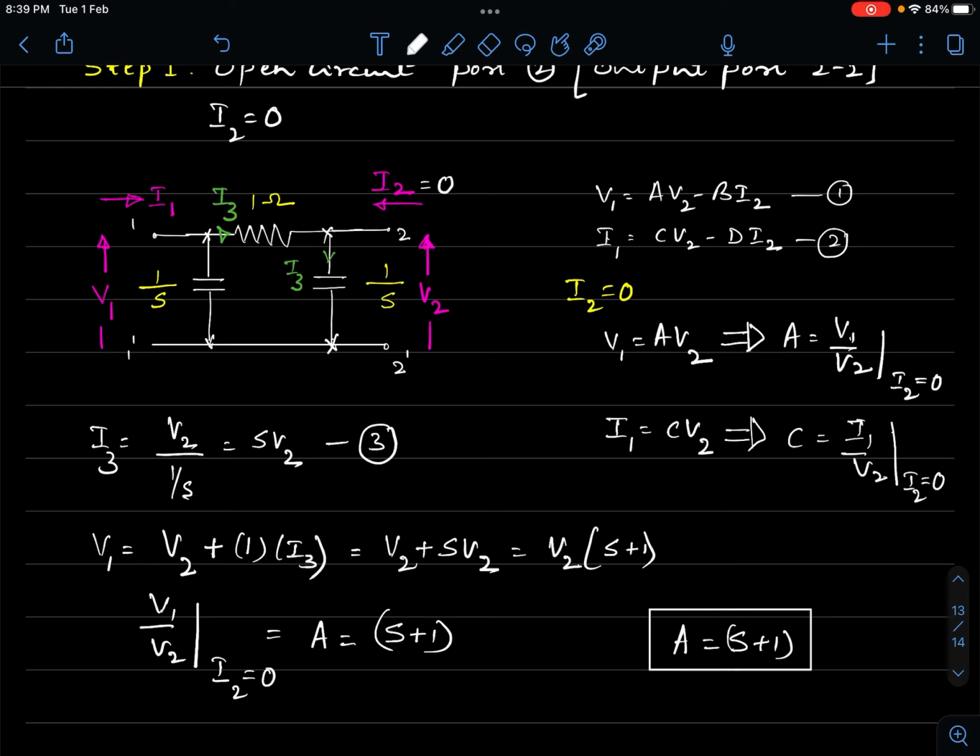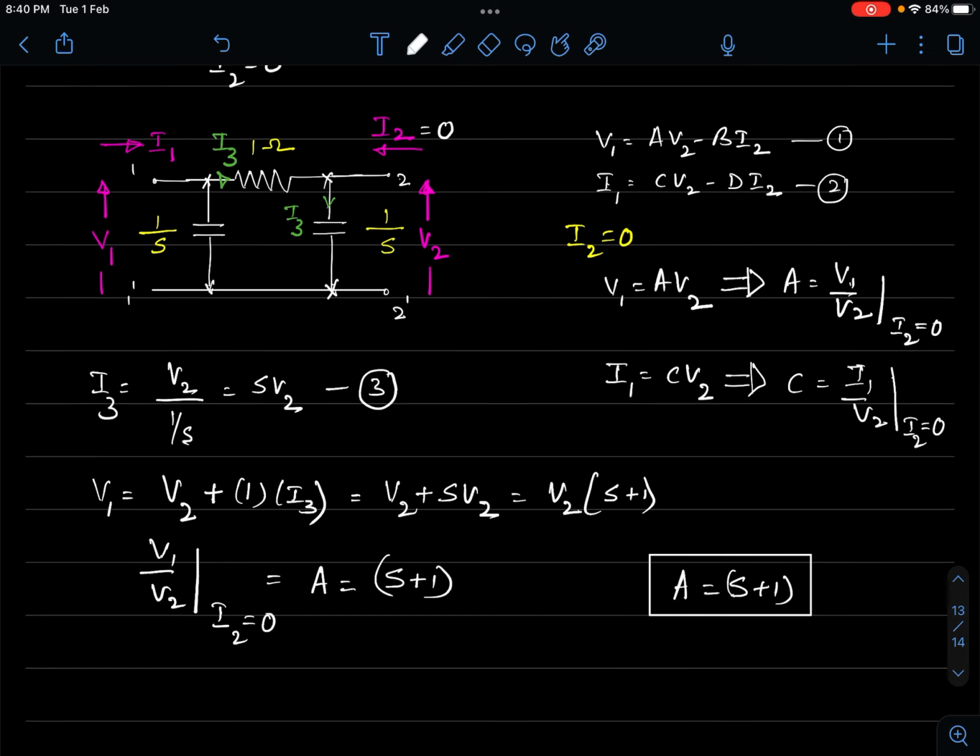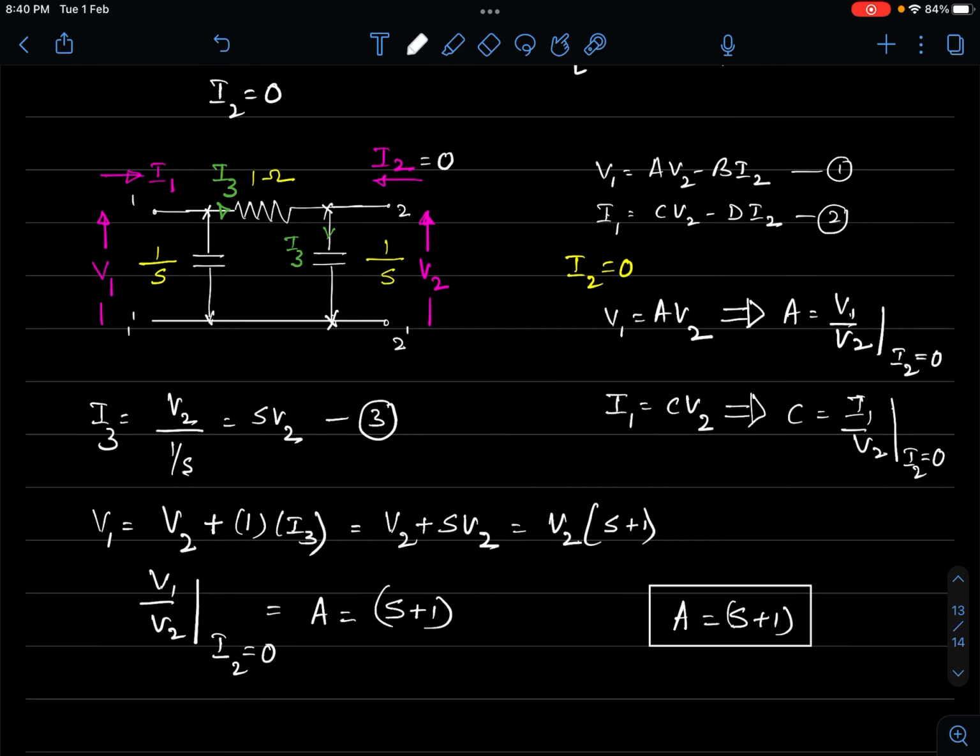Alright. Now, what else can be determined? If you can look at these two equations, with I2 being 0, we can even determine C. What is C? C will give me a ratio of I1 to V2. So we need an equation for I1. So what is I1 from the network? From this network, what is I1?